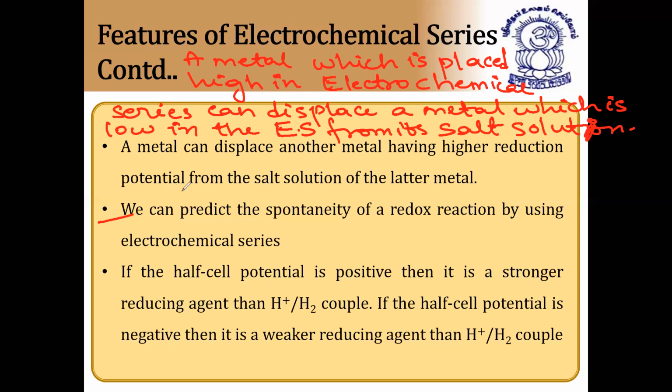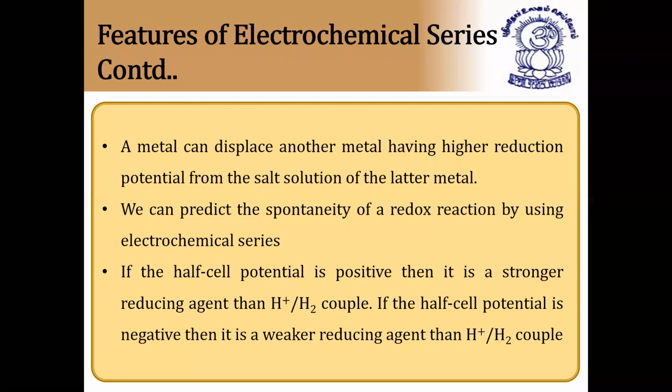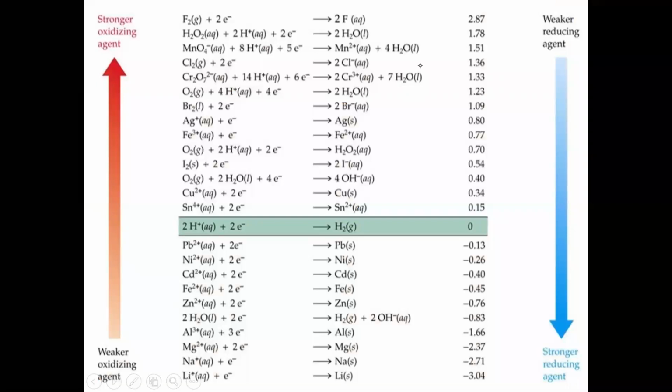If the half cell potential is positive, then it is a weaker reducing agent than the H plus and H2 couple. If the half cell potential is negative, then it's a stronger reducing agent than the H plus and H2 couple. So this point is also important. If you know the electrochemical series, you can solve the numericals based on electrode potentials easily. If you don't remember also, I have given you the tips on how to identify which is cathode and which is anode. So I hope it is clear. Next, now we'll see this electrochemical series table, very, very important.